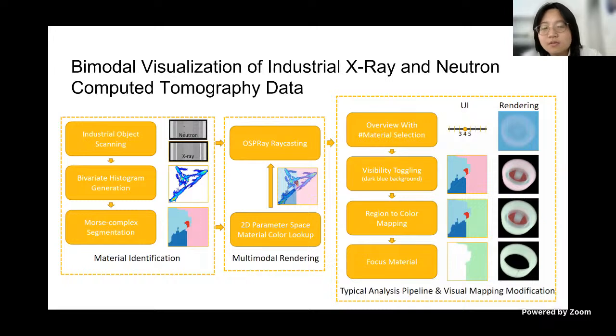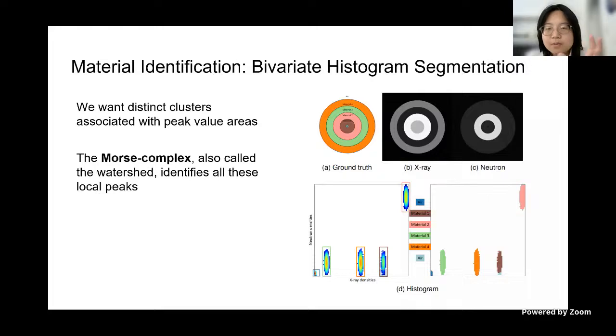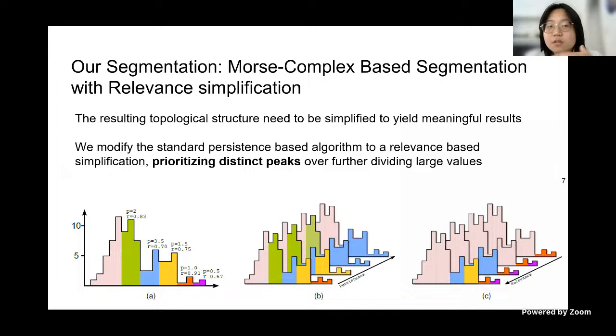Here is an overview of our entire pipeline. The first step, the material identification, is done through bivariate histogram segmentation, and the resulting image is used as a color map in our real-time interactive visualization system. Just by looking at the histogram, it's very obvious that what we want are distinct clusters associated with peak value areas that correspond to each material. That's why we go to the Morse complex. It's also called the watershed, which identifies exactly all those local peaks. However, the resulting topological structure, the Morse complexes, need to be simplified to yield meaningful results. Otherwise, it would be just too noisy.